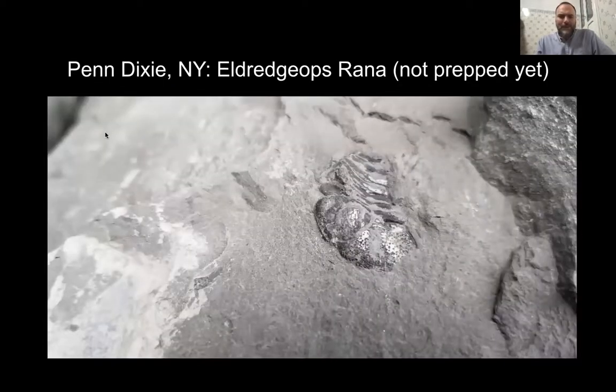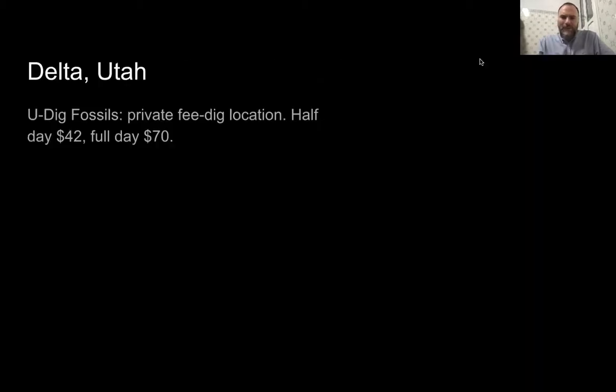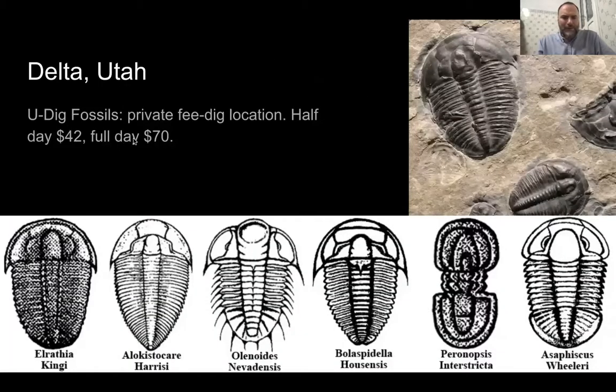So there are 2 species found at Penn-Dixie. There's the Eldridgeops rana. This is one that I found. I haven't prepped it yet. I don't know if I ever will because the rock is so hard. It's probably complete though. And there's another species there called Greenops, but I don't have any of those.